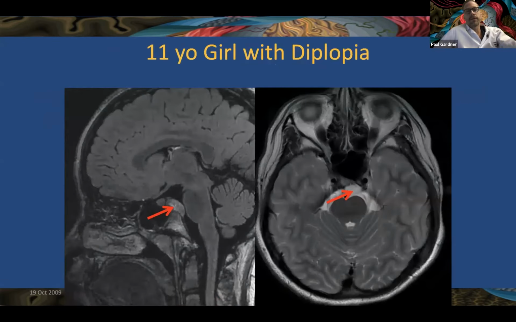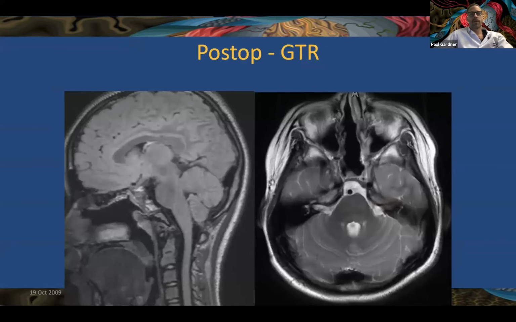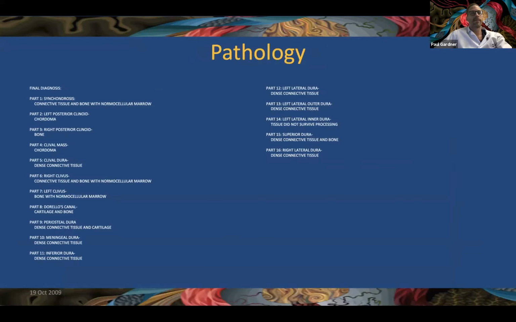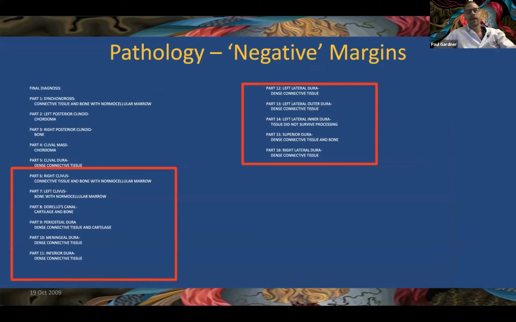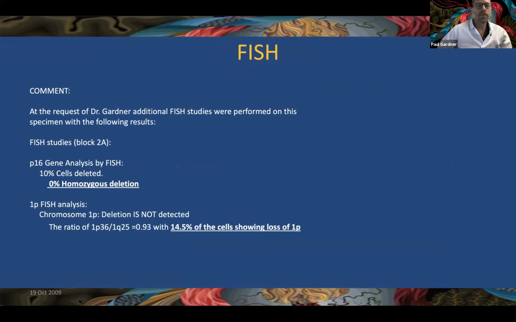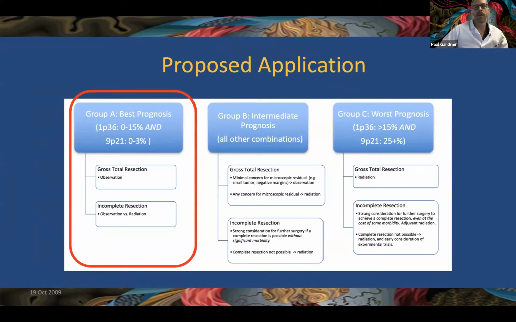Here's an example. This is an 11-year-old girl who presented with diplopia, gross total resection of a chordoma. Here you can see the pathology. Not only did I get a gross total resection, but I got a radical resection with, quote unquote, negative margins, where when I cut around the edge, I didn't see any tumor. At the same time, this was a tumor that was not very deleted. So 0% homozygous deletions on P16 and no 1P36.